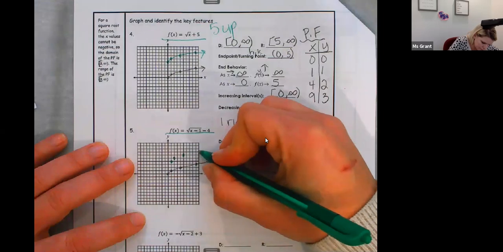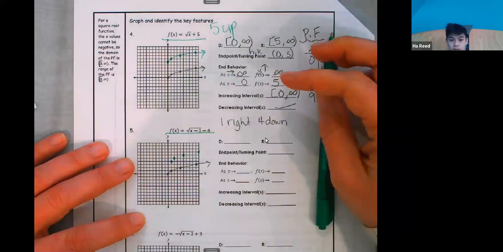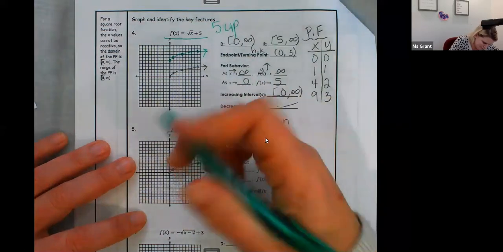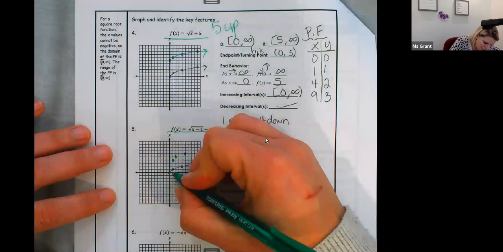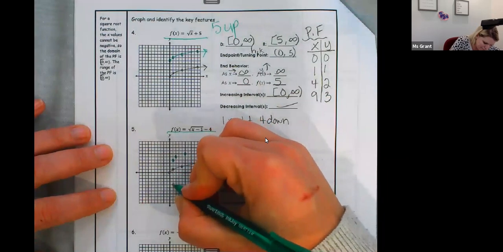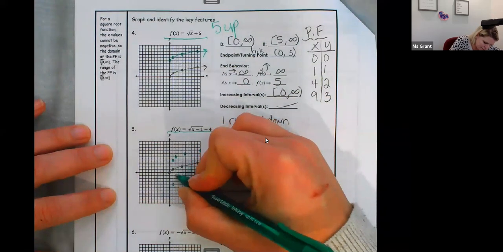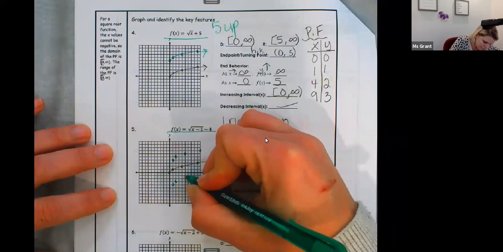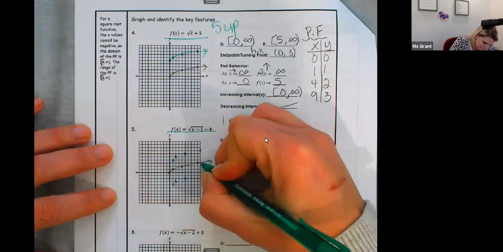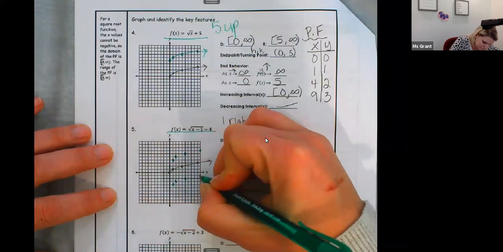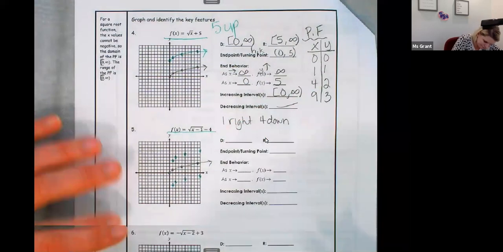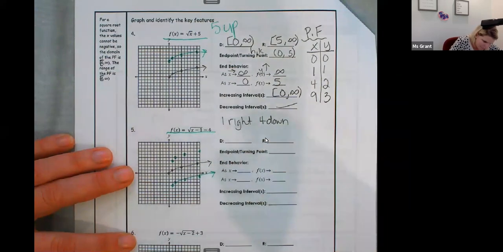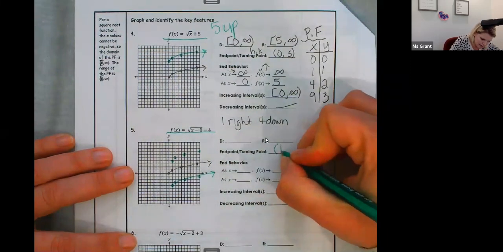Wait, isn't it 4 down? Oh no, it is. Oh my. Good call. 4 down. 1 to the right, 4 down. Bummer. The smallest mistake. Look what happened. 4 down. Thanks for pointing that out. My endpoint just switched to 1, -4.